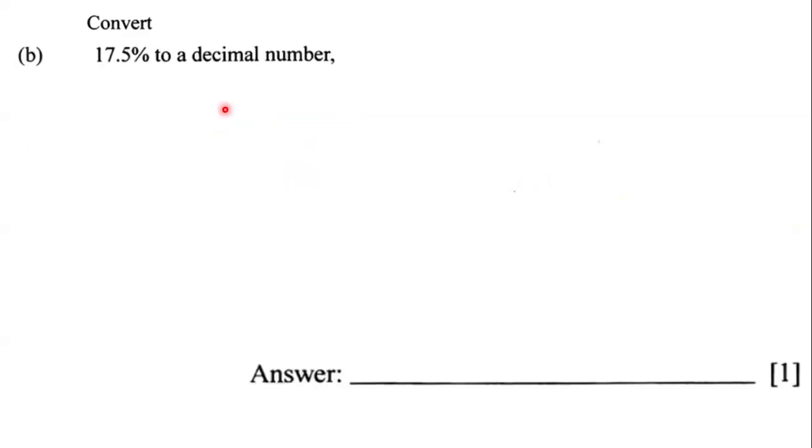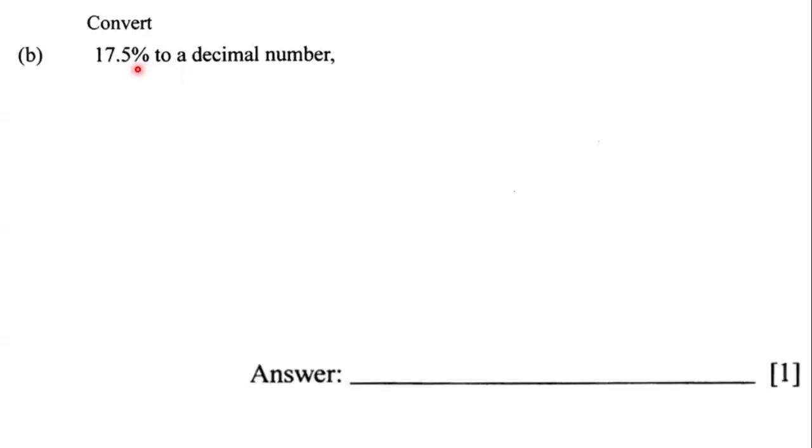We have 17.5%, and our goal is to convert this into a decimal number. And so we have to convert it into a decimal. So we have 7.5%, not 7.5%. I'm sorry. We have 17.5%. That is what's here, 17.5%. And our goal is to convert this into a decimal number.